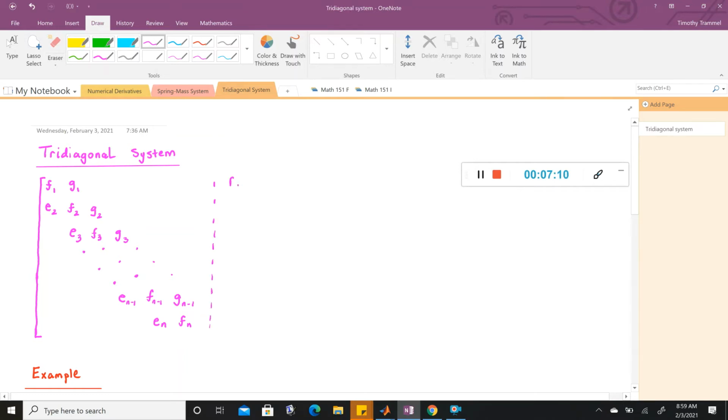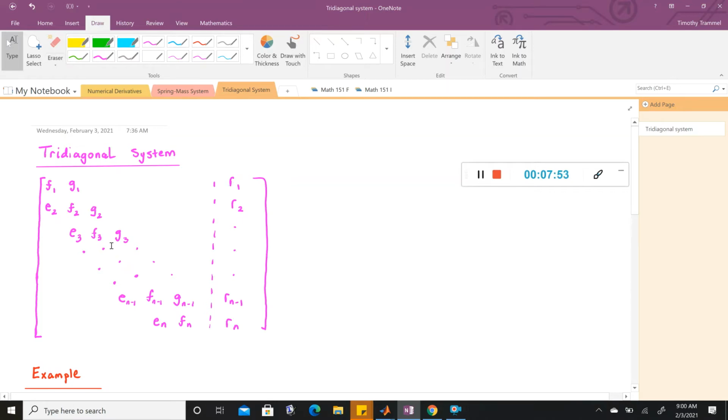Here we go. And so on the augmented side, we'll use R's. All right, I do want you to note how we're notating this. The diagonal row we're calling F. The one above the diagonal we're calling G. And the one below F we're calling E. And then this vector that we usually call B, this will be our R vector.